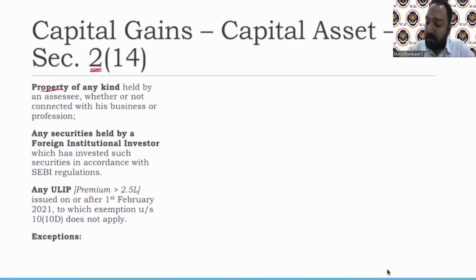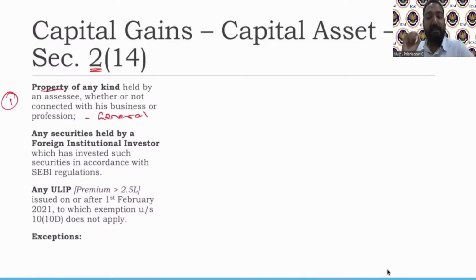So to define two more categories as capital asset. Whatever we saw first one is more of general. Okay. So we'll call it as general. Generally, what is a capital asset? So generally, a property of any kind, whether or not related to the business or profession of the assessee. That's what is a general definition.